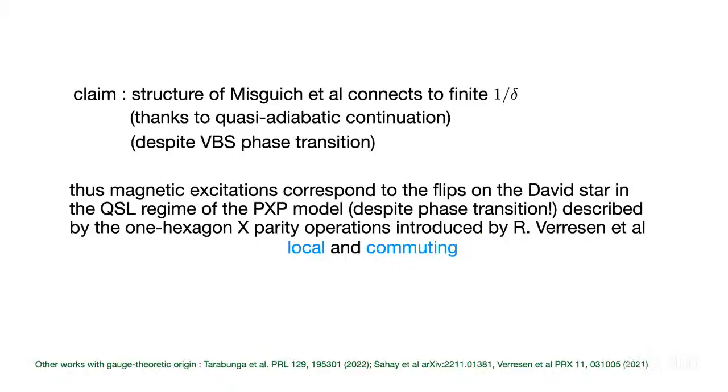So my claim is that the structure of Semeghini et al. connects, as a function of infinite 1 over delta, so 1 over the tuning, away from the dimers to this case with missing dimers, and that is the quantum spin liquid, but that the structure that they have in sigma x is still there. And the reason is quasi-adiabatic continuation. And it turns out that this is exactly the X loop on one hexagon that Rydberg constructed. So we now understand there should be a local and commuting structure in this problem.